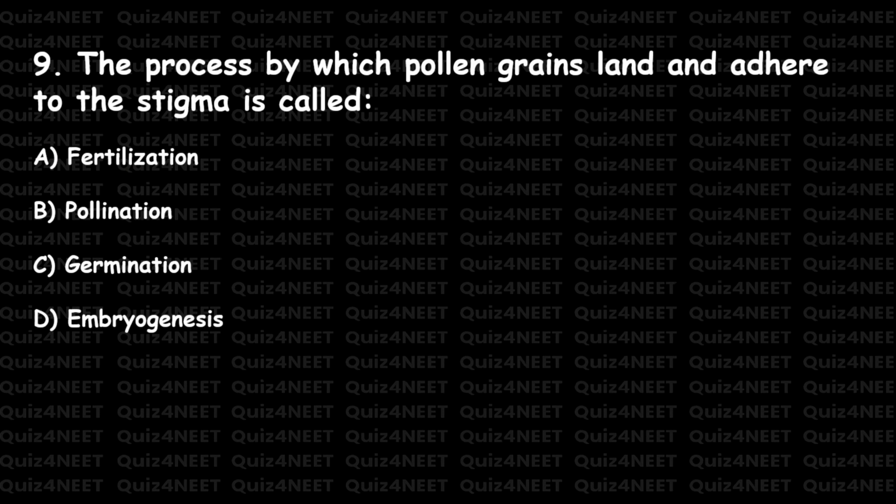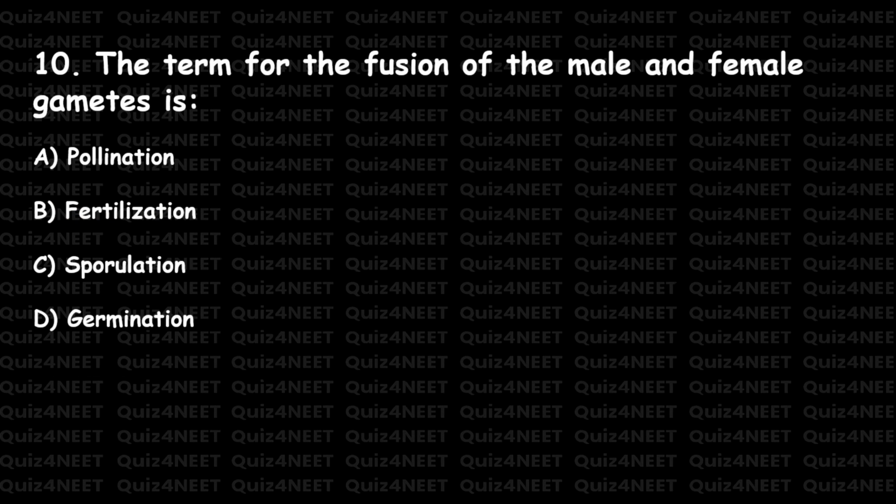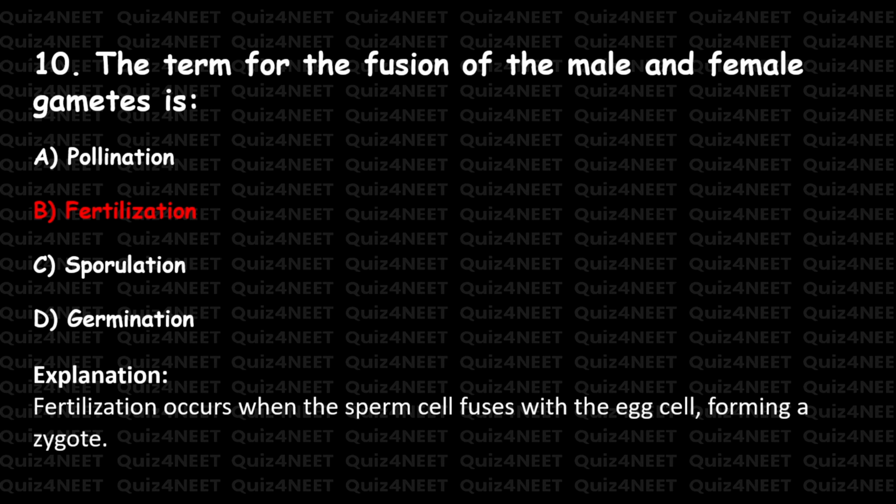9. The process by which pollen grains land and adhere to the stigma is called A. Fertilization, B. Pollination, C. Germination, D. Embryogenesis. Right answer, B. Pollination. Explanation. Pollination is the first step in sexual reproduction, allowing pollen grains to land on the stigma for fertilization to occur. 10. The term for the fusion of the male and female gametes is A. Pollination, B. Fertilization, C. Sporulation, D. Germination. Right answer, B. Fertilization. Explanation. Fertilization occurs when the sperm cell fuses with the egg cell, forming a zygote.